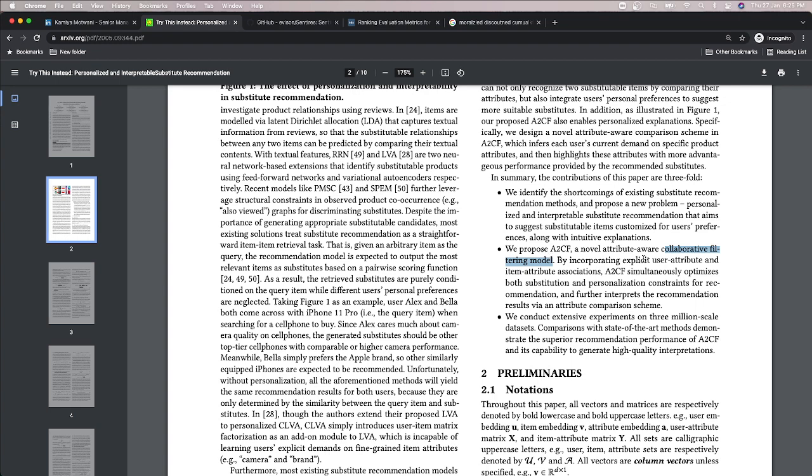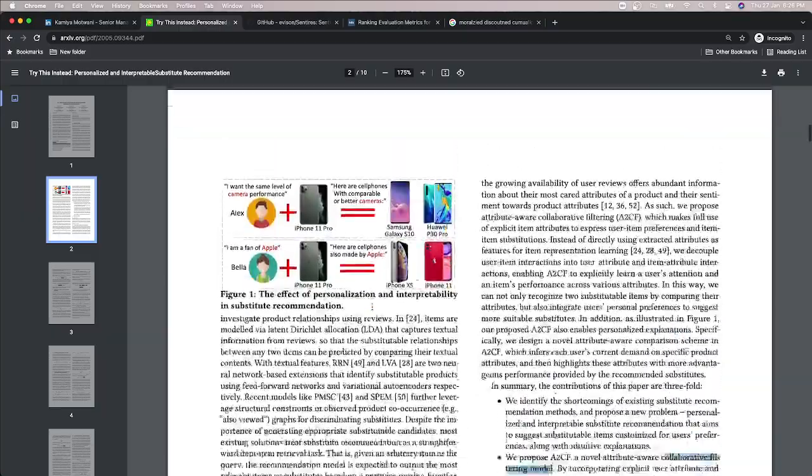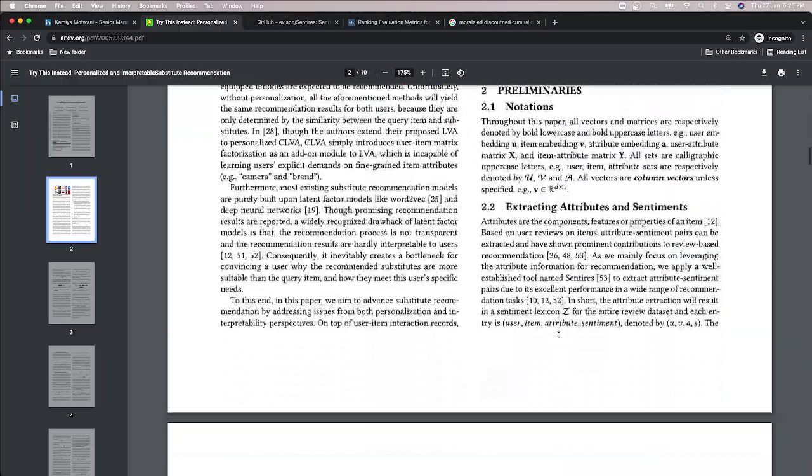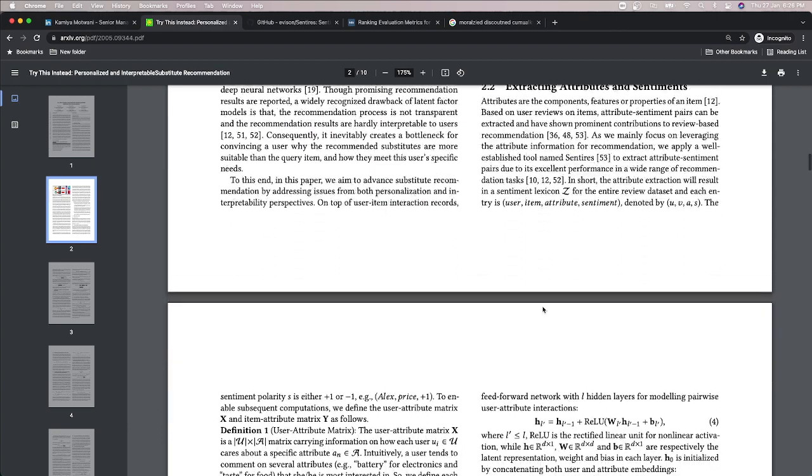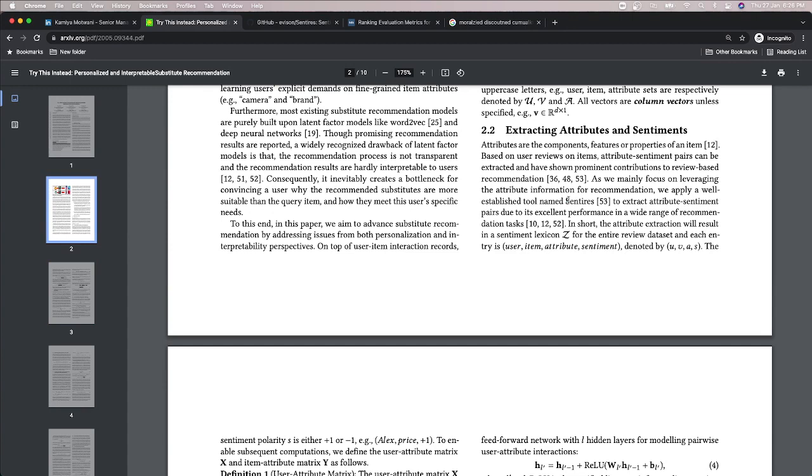So when we do this sort of substitution recommendation, we will be taking into account both things: how items are similar, and user preferences to those similarities, right? And the third key thing is that we could have done this with traditional methods, but here we'll be taking some explicit attributes A in the interest of interpretability. So that's what the paper contributes. And in summation, the key part is that it uses something called Sentires.